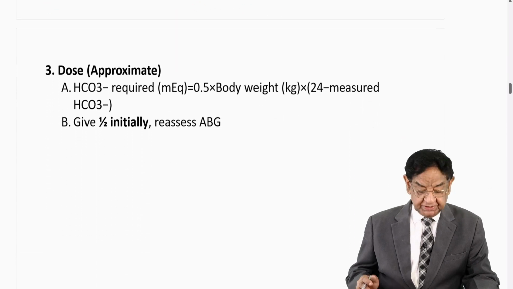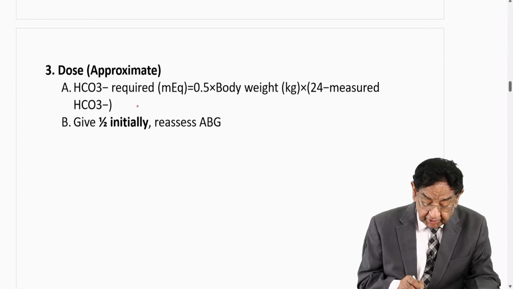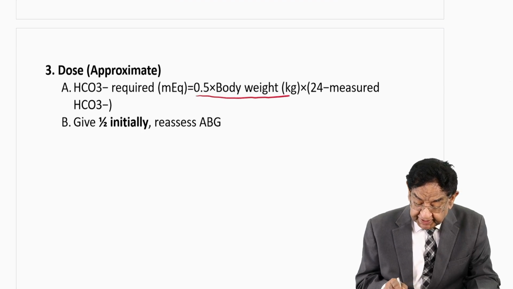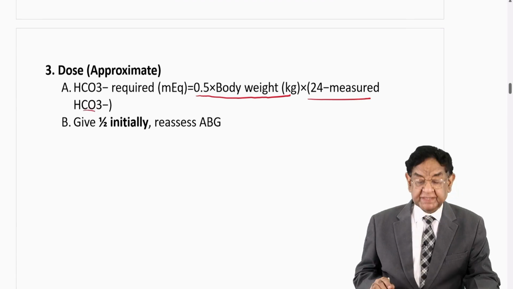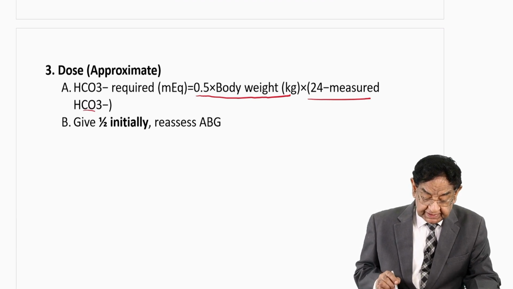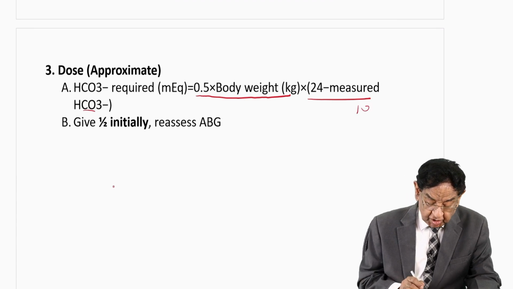Dose, how much? Bicarbonate required. Bicarbonate, how much? The formula is 0.5 times body weight in kg times 24 minus the measured bicarbonate. Okay, let us say the measured bicarbonate is 10. So how will it be?